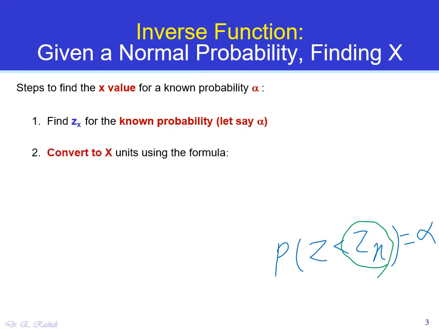The next step is to convert to x. So we have z of x, we found it from the table, and we convert z of x to x using this formula. X is equal to mu plus z of x, which we found from here, multiplied by sigma. So not very difficult, actually very easy.